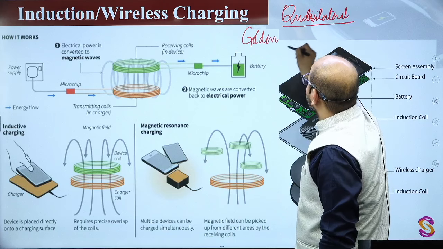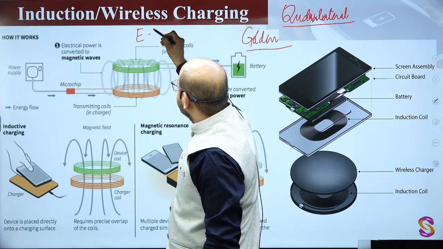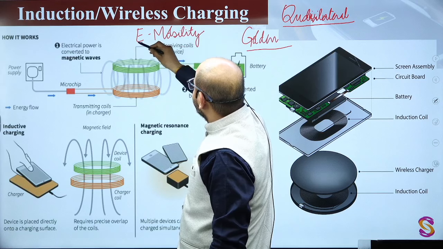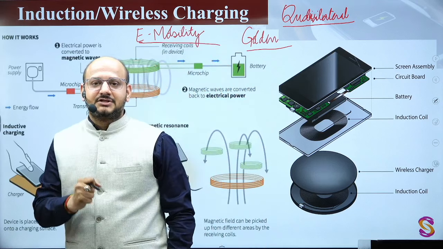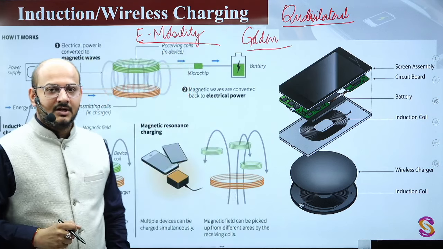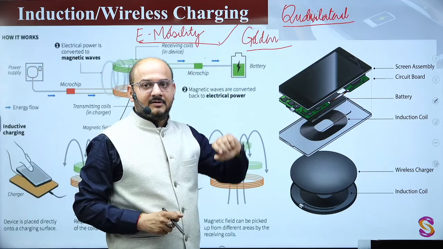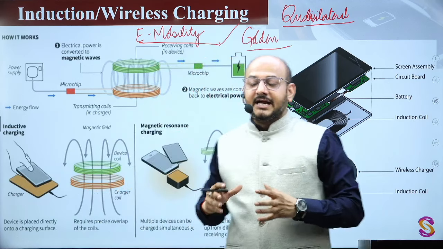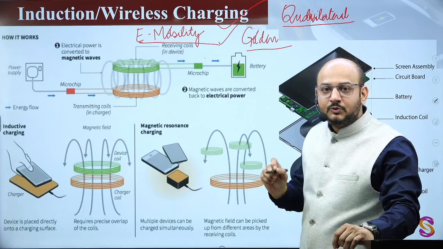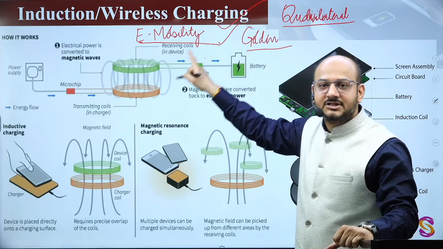Golden quadrilateral, we know. We want to boost our e-mobility. Now understand, e-mobility, electric charging stations we are talking about, but it takes a lot of time to get charged. What the Government of India is planning is that at the golden quadrilateral, we want to ensure induction or wireless charging systems to boost e-mobility. So let's understand the technology aspect of it.